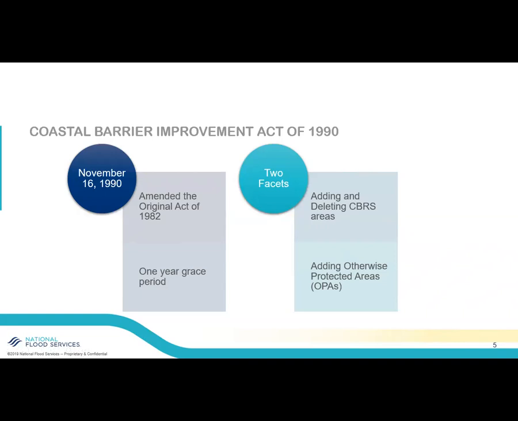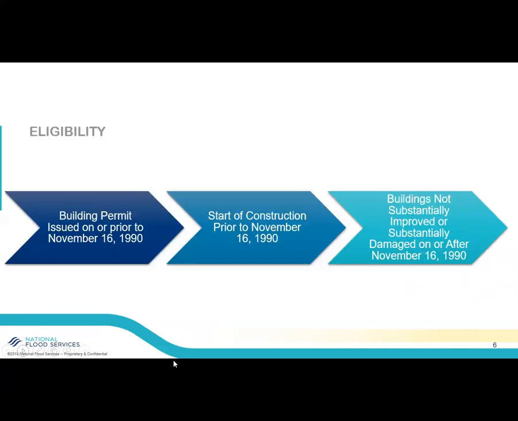That act was enacted November 16th of 1990. So in order to be eligible, they have a one-year grace period from that. As long as that building permit was issued prior to November 16th of 1990, construction, again, it has to have walls and roof before November 6th of 1990 in order to be eligible. Again, cannot be substantially improved or substantially damaged.